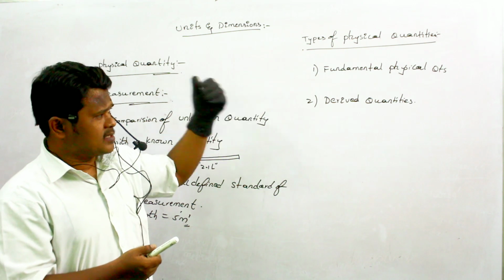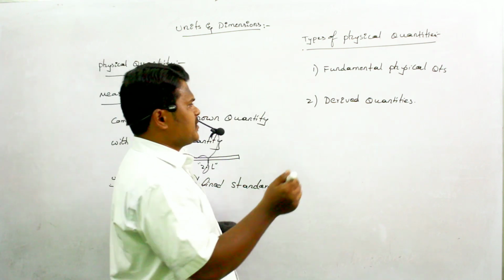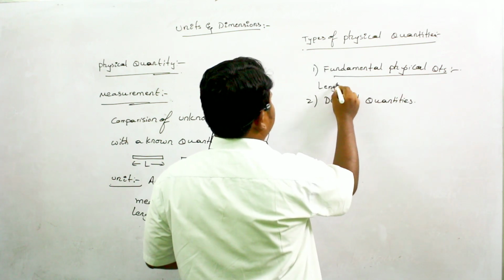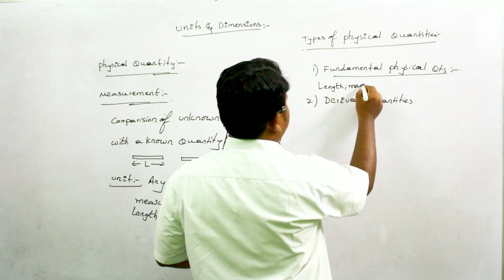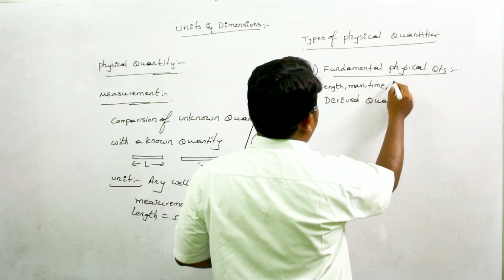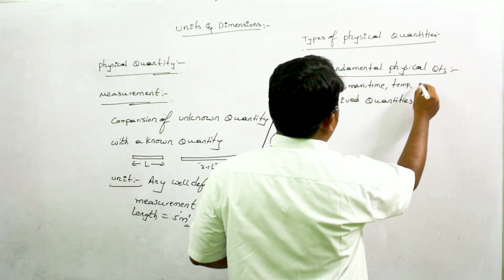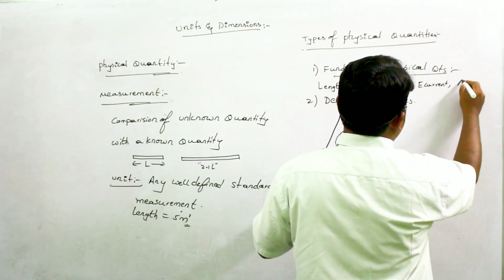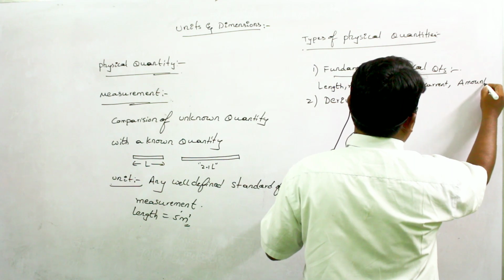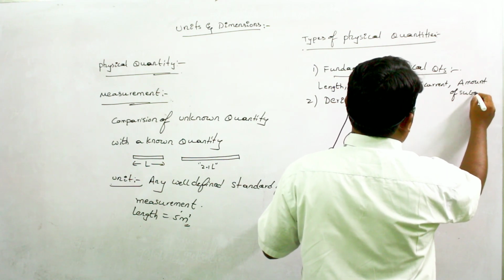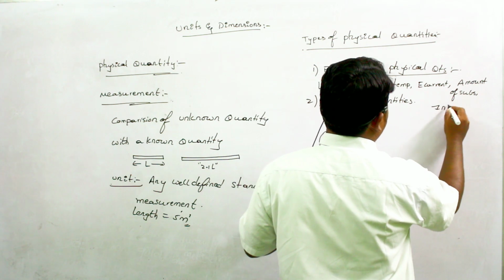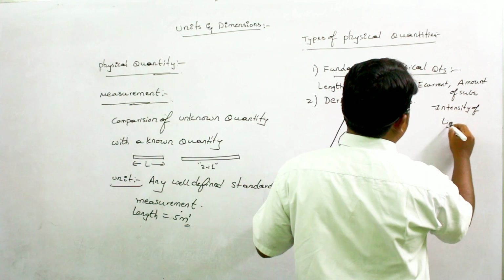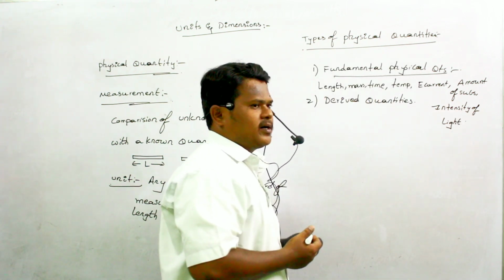And there are 7 fundamental physical quantities. Let us see what they are. They are length, mass, time, temperature, electric current, amount of substance, and finally intensity of light. So these are the 7 fundamental quantities which we have.